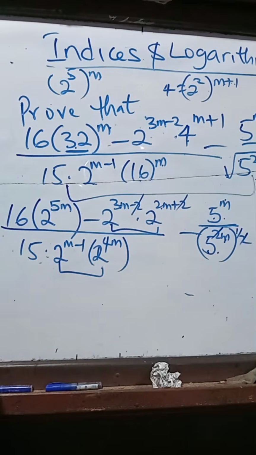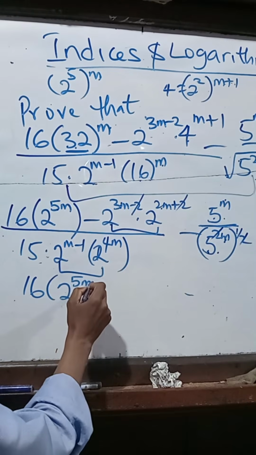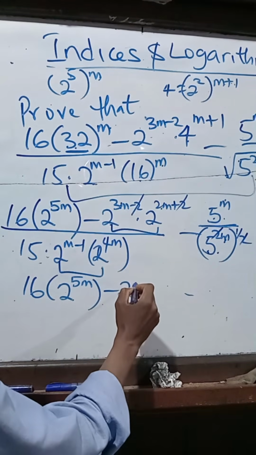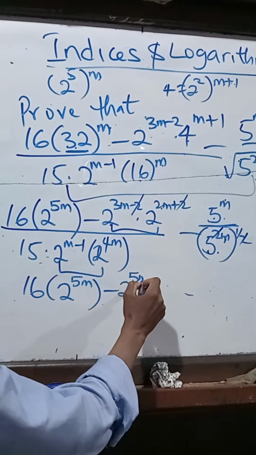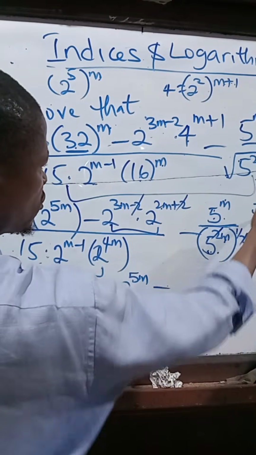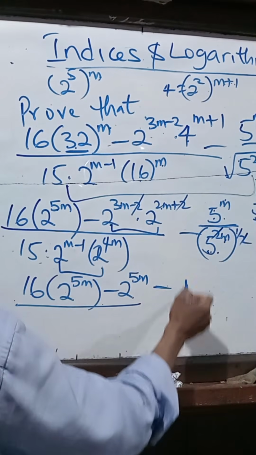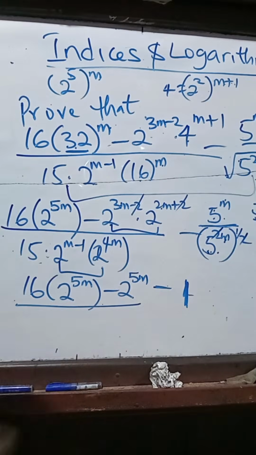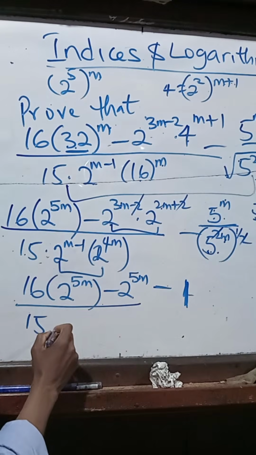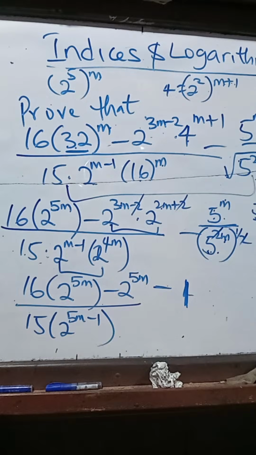So we now have 16 into bracket 2 to the power 5m minus 2. This one is 2 to the power 5m, and then minus, if you do this one over this one, it is 5 to the power m over 5 to the power m. That's minus 1 for that side. Then this one is 15, and this one and this one will give us times 2 to the power 5m minus 1. Okay, so let's go on.